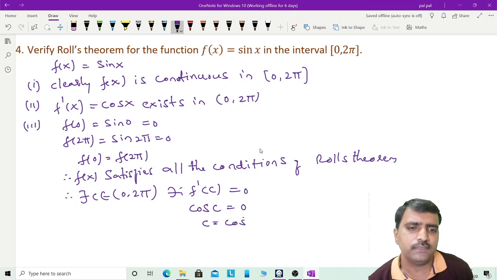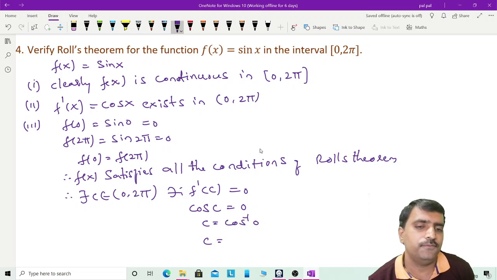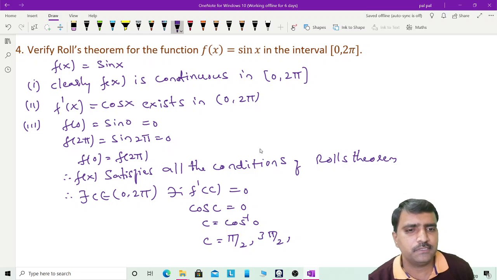So then what is c? C is cos inverse of 0. C is equal to, when cos is 0, for what value of theta does cos theta become 0? For the value pi by 2, because cos pi by 2 is 0, so cos inverse of 0 is pi by 2. Not only pi by 2, for 3 pi by 2 also 0, for 5 pi by 2 also 0. Many values like that exist.